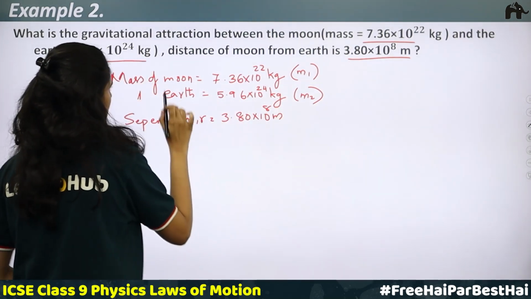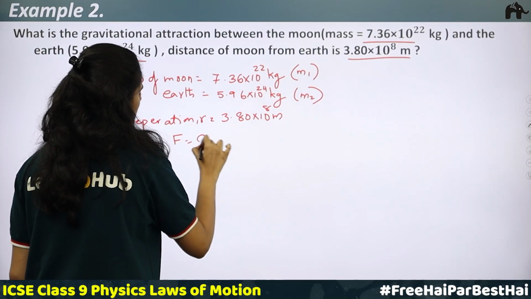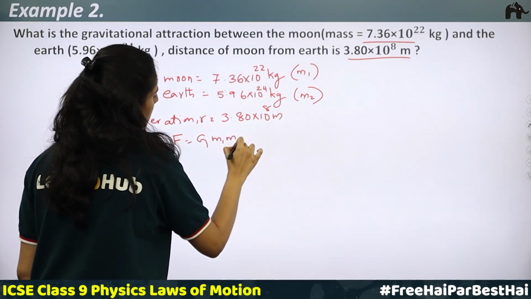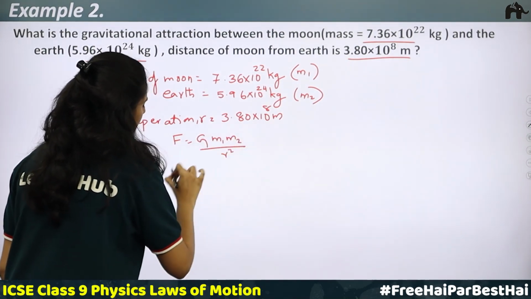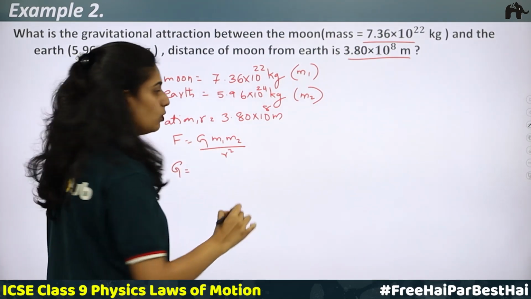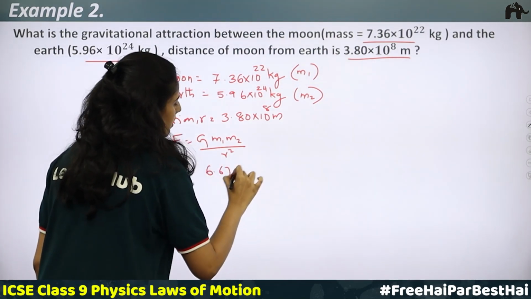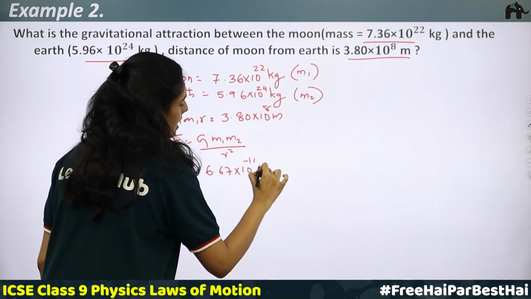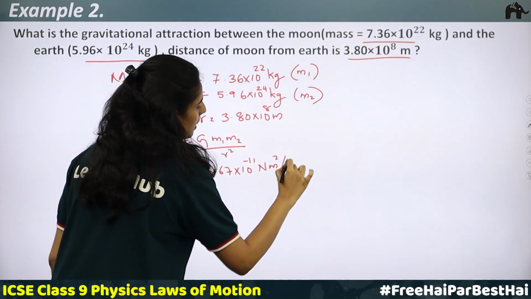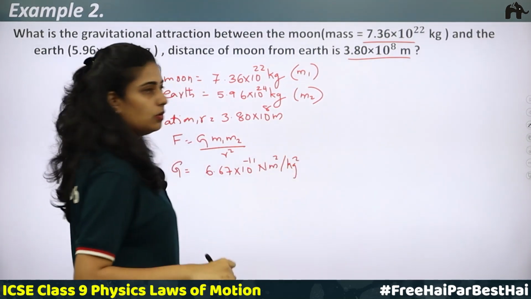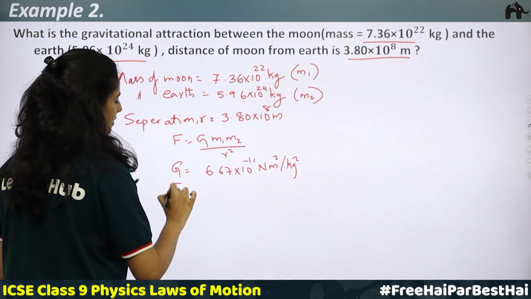Now what is the gravitational force? F is equal to G M1 M2 divided by r square. Gravitational constant G is equal to 6.67 into 10 raised to minus 11 Newton meter square per kilogram square. Now put the values to find gravitational force.